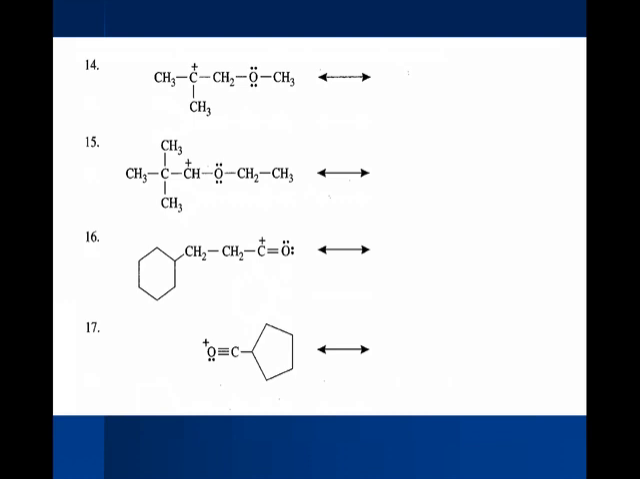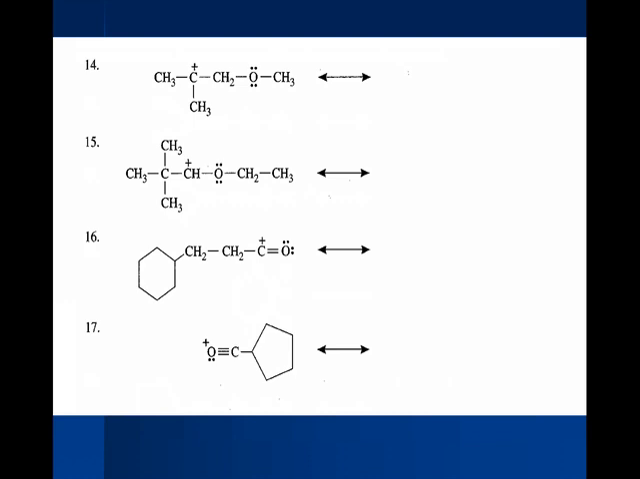And how? Again, moving the lone pair to form a double bond between the carbon and the oxygen. How about 16? How? Form a triple bond between the carbon and the oxygen. Move that lone pair, make a new pi bond. That would give me a positive charge on the oxygen.